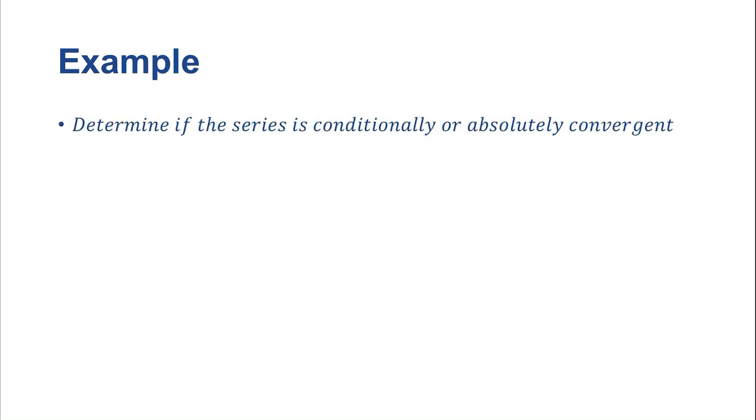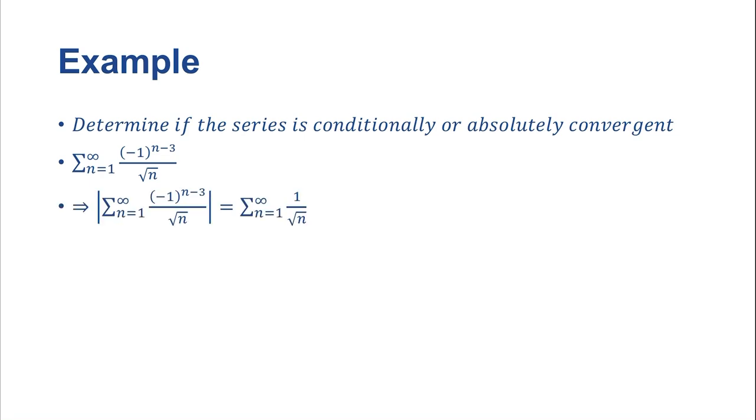Now let's look at another one where we might need to use conditional convergence. Determine if the series is conditionally or absolutely convergent. Okay, so the sum we want to look at right now is the sum from n equals 1 to infinity of -1 to the n minus 3 over the square root of n. We are going to take the absolute value of this, and when we do, again, our alternating term is going to go to 1. So we're left with the sum from n equals 1 to infinity of 1 over the square root of n.